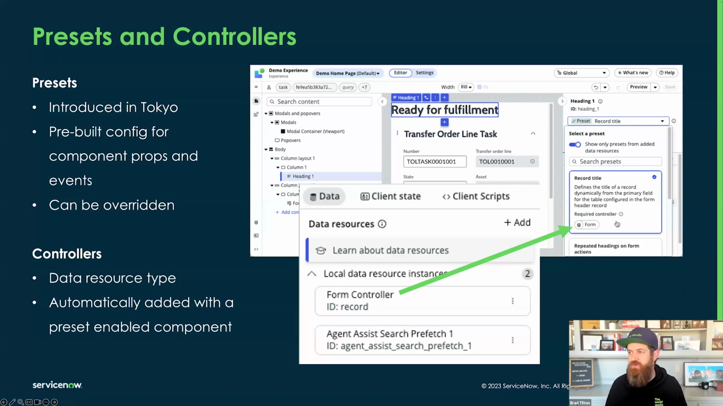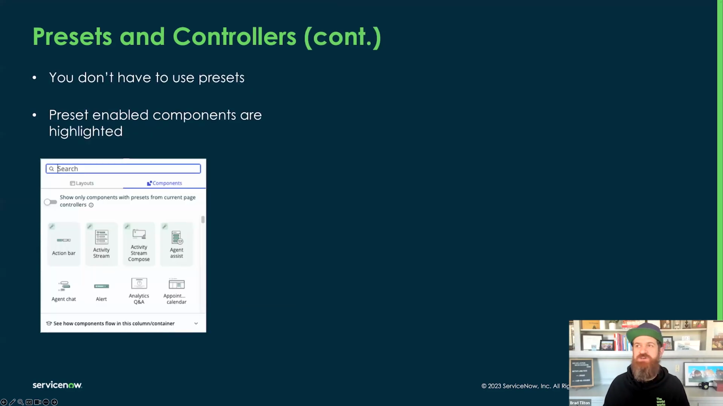Along with presets, we came out with controllers. Controllers are a new type of data resource, and controllers go with presets. So when you add a preset-enabled component to a page, if you go with the preset, it'll automatically add the controller to the page and do all your mapping for you. We're going to work a little bit more with a controller in the demo today. Again, you don't have to use a preset. If you have a preset-enabled component, you can just tell it not to use the preset.